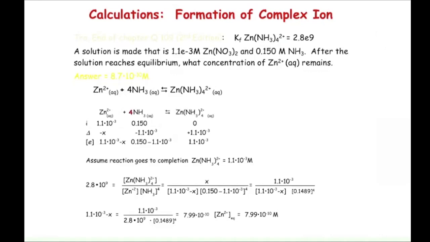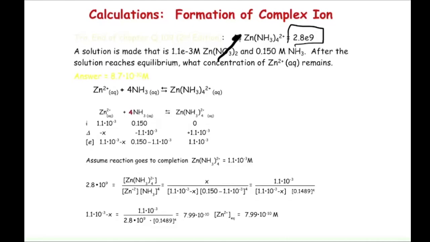You've got zinc, tetraamine zinc compound. It has an equilibrium constant of 2.8 times 10 to the 9th. A solution is made by 1.1 times 10 to the minus 3 zinc nitrate. The nitrate's going to be a spectator. It's just a zinc, and you know that nitrate salts are soluble.